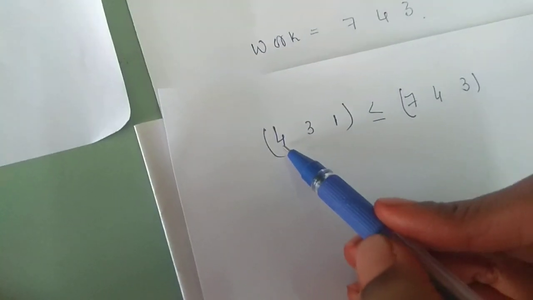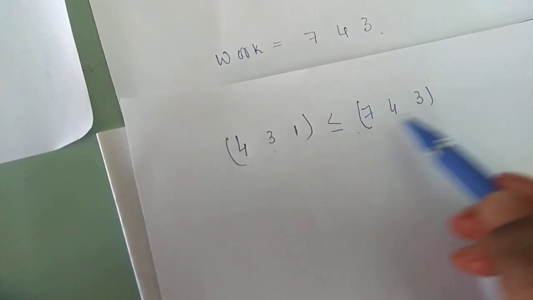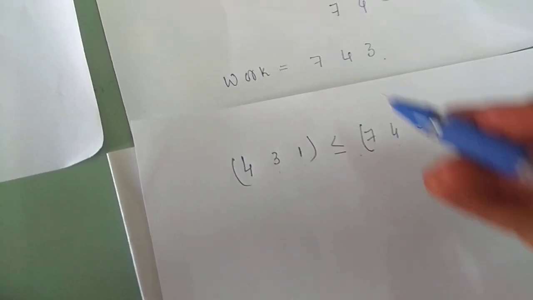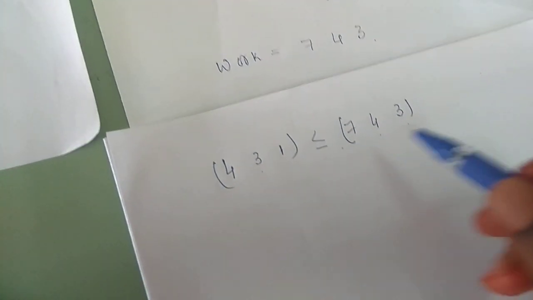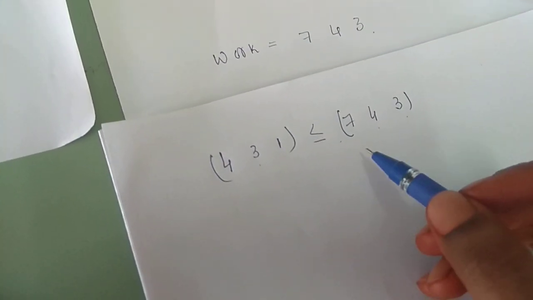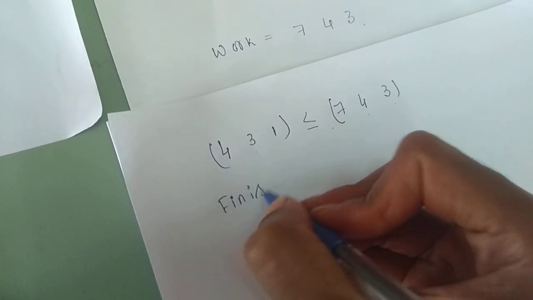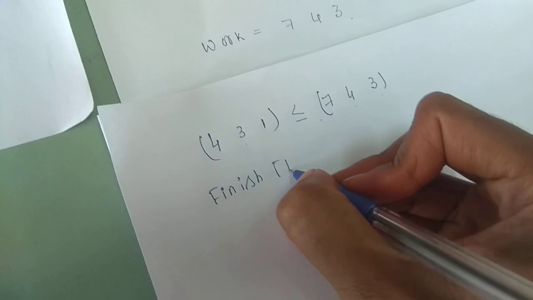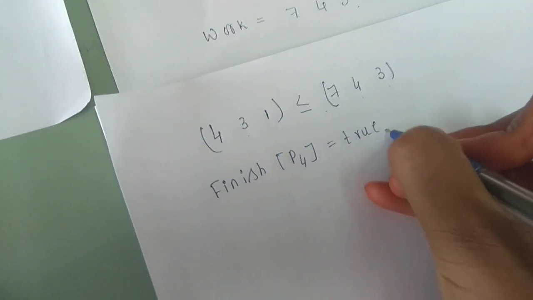Okay, 4 is less than 7, 3 is less than 4, 1 is less than 3. So it is meeting the condition, that is x less than or equal to y. Okay, so in such condition what you need to do? So finish off. Which process I choose? Process P4 is true. So if it is true, according to algorithm, what you need to do?